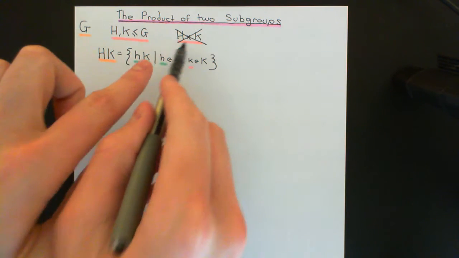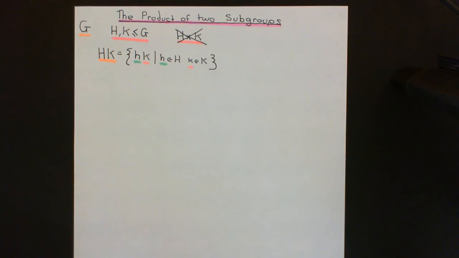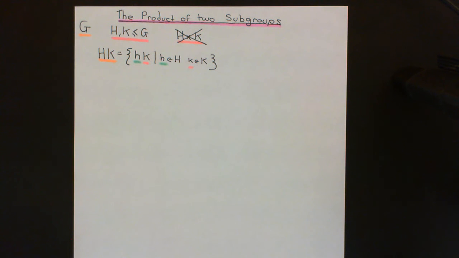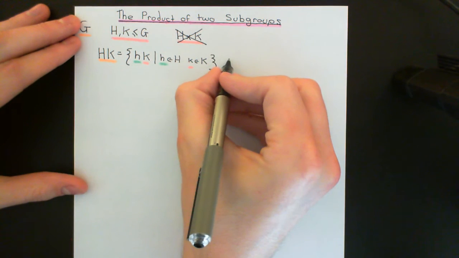Remember, when you're doing the direct product, you don't need that at all. But with this, you certainly do need them to both be in some larger group so that you can actually compose the elements of the two subgroups together. You work out every single one of these, and you stick all of the answers into this great big set, and what you will end up with is a subset of the group capital G.